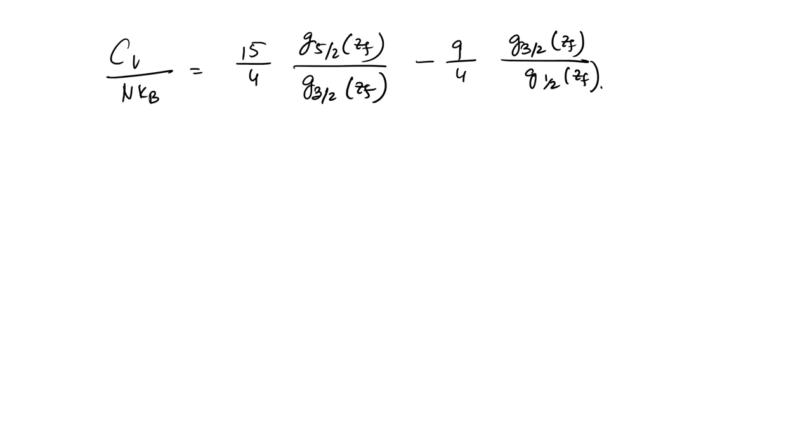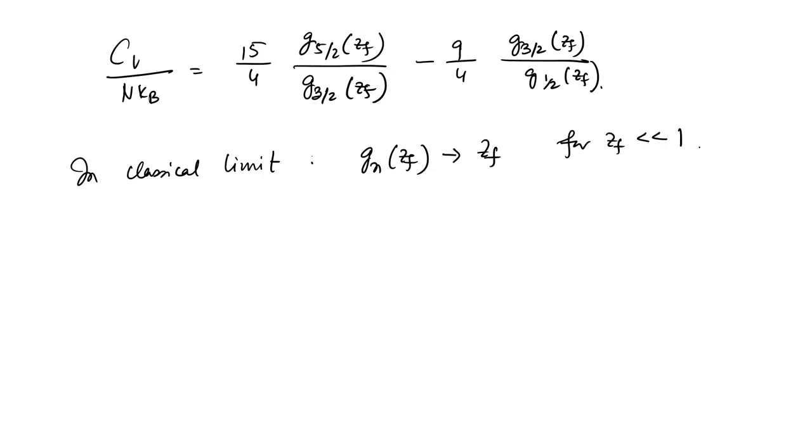So the classical limit can easily be obtained. At least let's see the classical limit, and then we'll see how it looks as a function of temperature. So in the classical limit, your g_n(z_f) is the same as z_f, and for z_f much smaller than 1, that's away from the quantum limit. So C_V over NK is that famous relation that you are aware of.